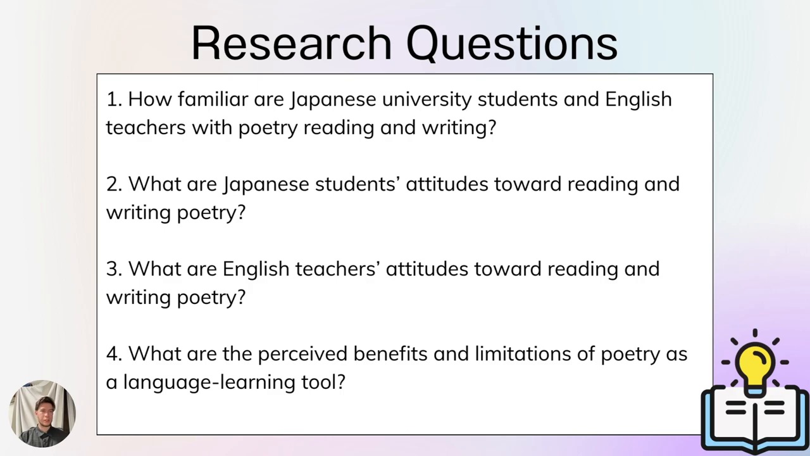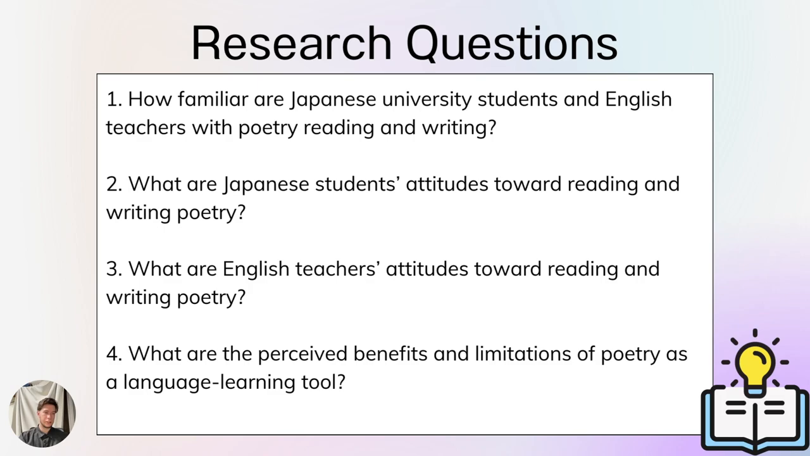The first question was, how familiar are Japanese university students and English teachers with poetry reading and writing? The second and third questions are extremely similar, and they both measured attitudes towards reading and writing poetry among students in the second question and among English teachers in the third question. And finally, the fourth question was about the perceived benefits and limitations of poetry as a language learning tool. This question was mainly asked to English teachers.